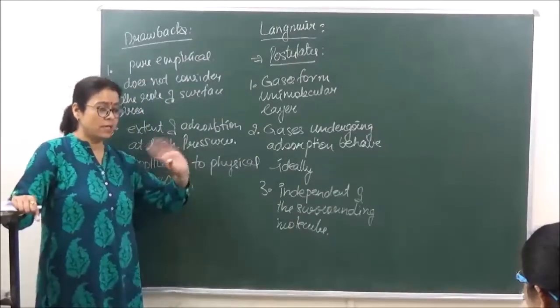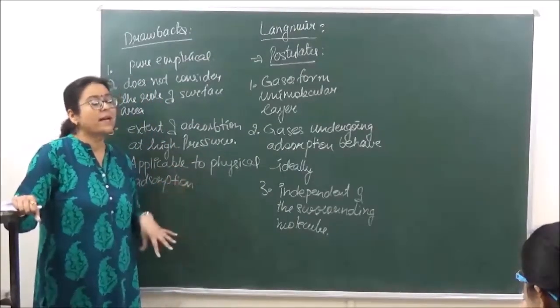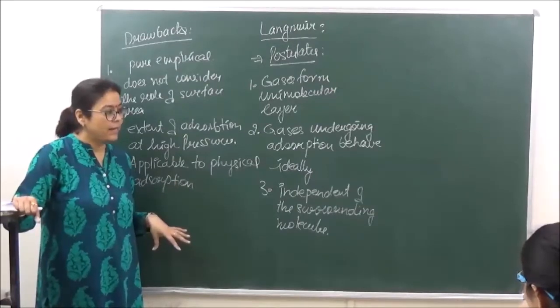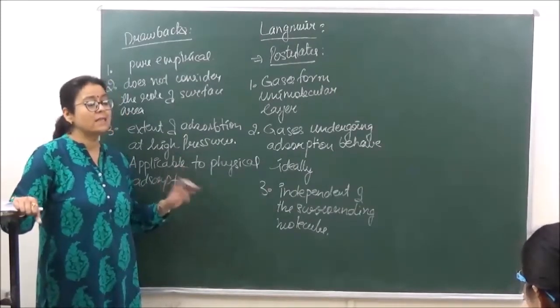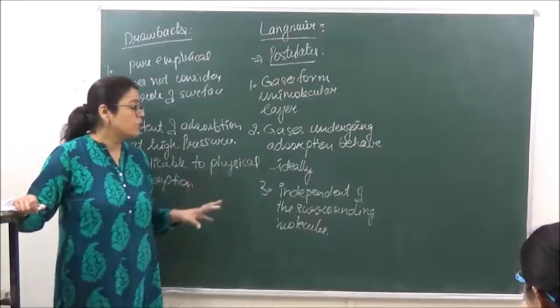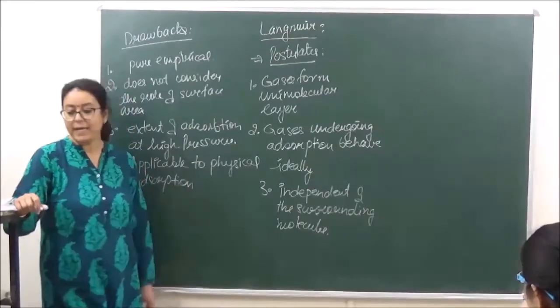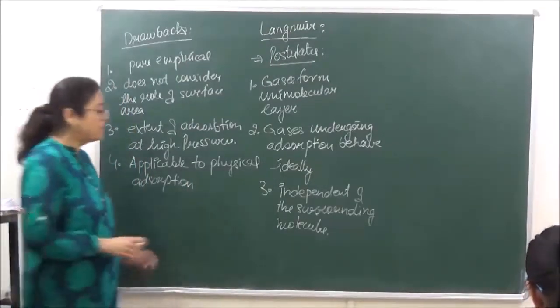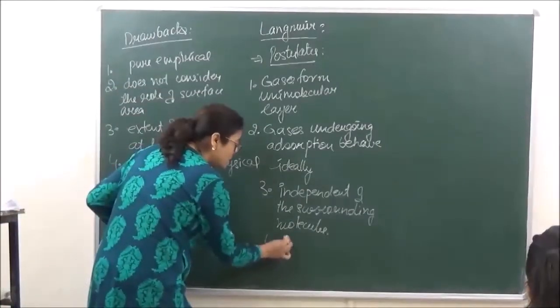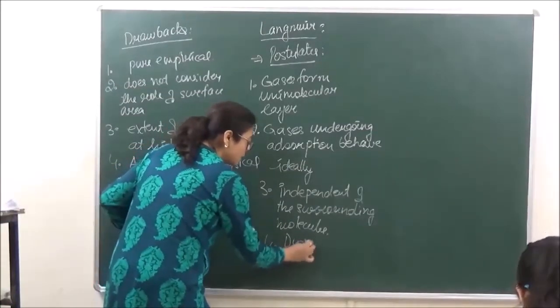Which means that whichever molecules are getting adsorbed on the surface, it does not depend upon whether the surrounding molecules are undergoing adsorption or not. So each molecule has its own role to play for the adsorption to occur. And number 4, dynamic equilibrium is going to exist during adsorption.